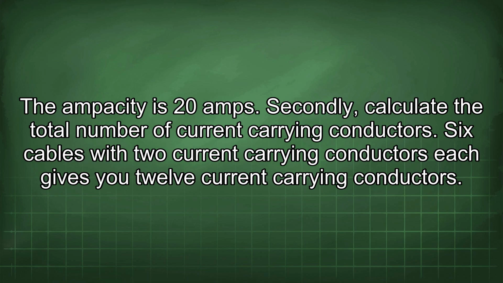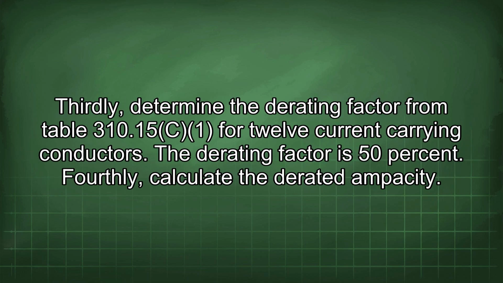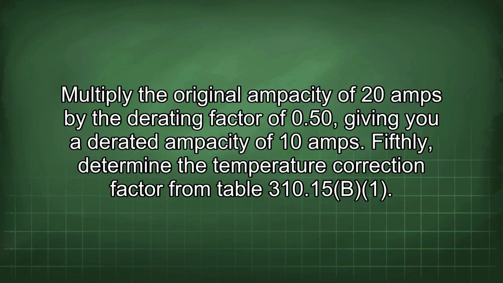Secondly, calculate the total number of current-carrying conductors. 6 cables with 2 current-carrying conductors each gives you 12 current-carrying conductors. Thirdly, determine the derating factor from Table 310.15 for 12 current-carrying conductors. The derating factor is 50%. Fourthly, calculate the derated ampacity. Multiply the original ampacity of 20 amps by the derating factor of 0.50, giving you a derated ampacity of 10 amps.